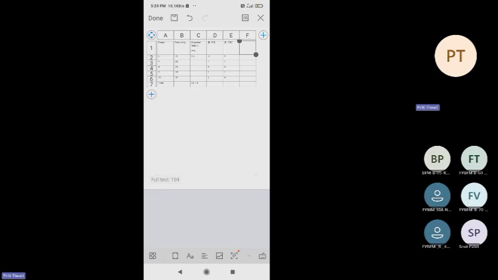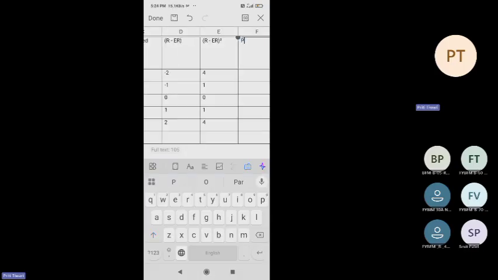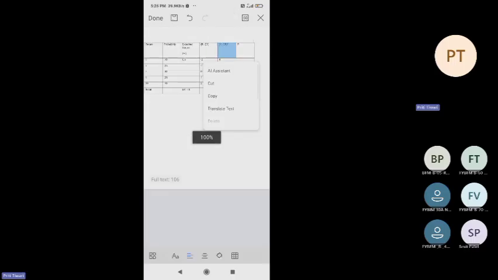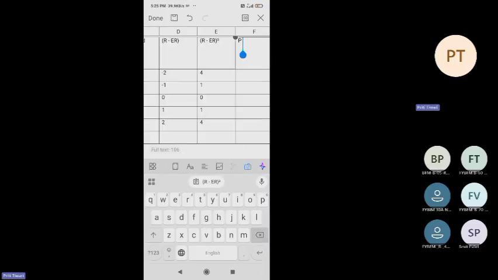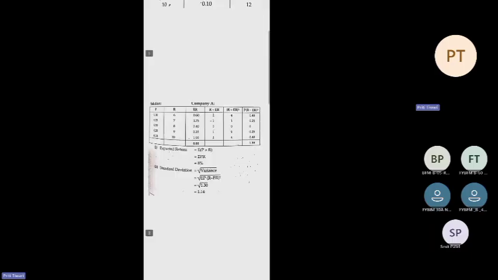Okay, so the next step is where we multiply the probability into the square of the deviations. So what we have to do is multiply 4 into 0.10, the answer is 0.40. Next, 1 into 0.25 will be 0.25. 0 into 0.30 will be 0. 1 into 0.25 is 0.25. And 4 into 0.10 is 0.40, getting a total of 1.30.